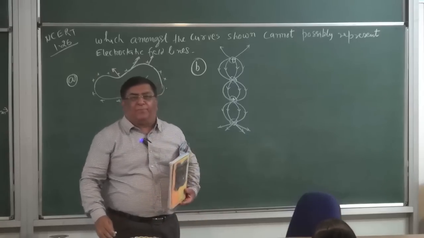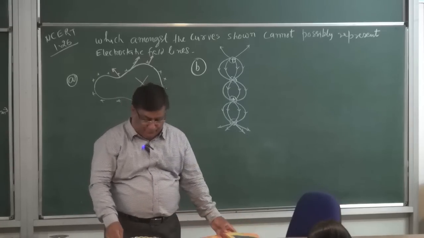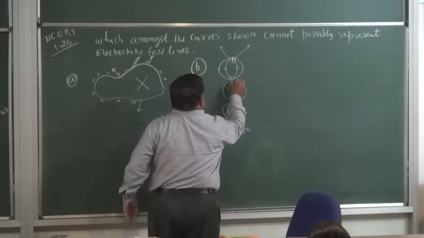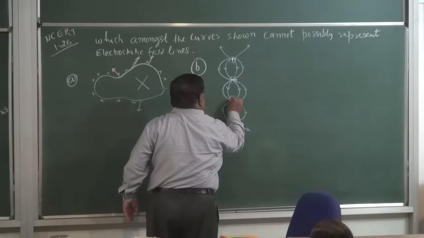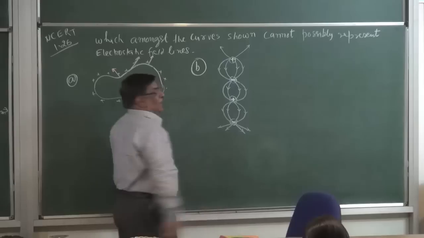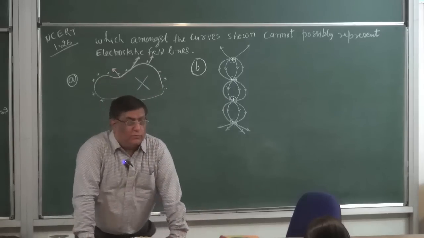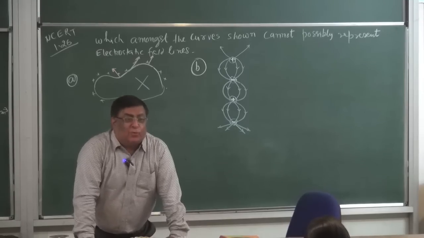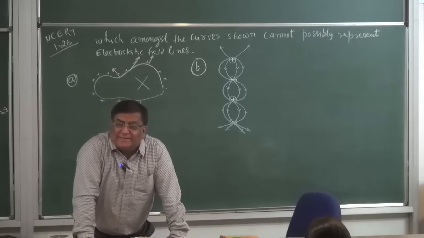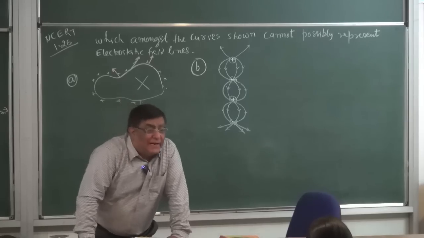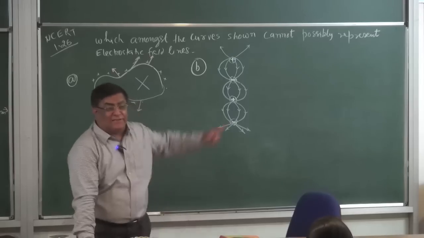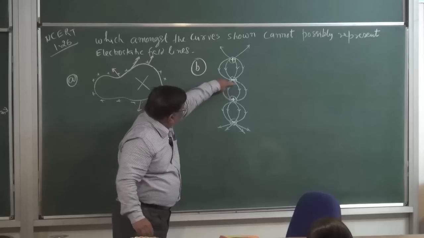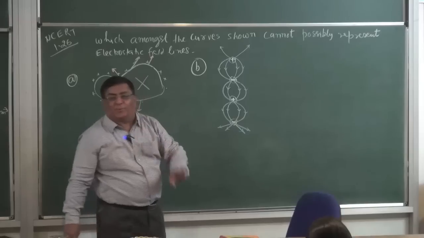Is this electric field possible or not possible in nature? No. Why? From minus, what happens to the electric field lines? Answer is, at minus they terminate. They do not start from minus. And in this diagram what they have shown? From minus the line starts. So this is not possible.